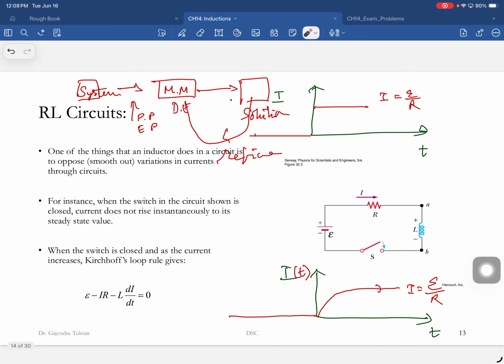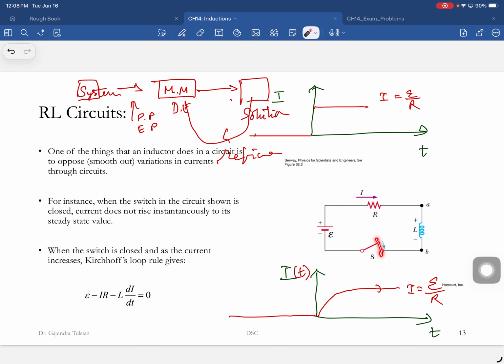You keep refining the model till you get the correct model. Okay, so here we are going to close this thing. I'm going to erase a bunch of stuff. Well, we'll do it later. Okay, so we're going to close this switch. And now we want to study the time evolution of this system.